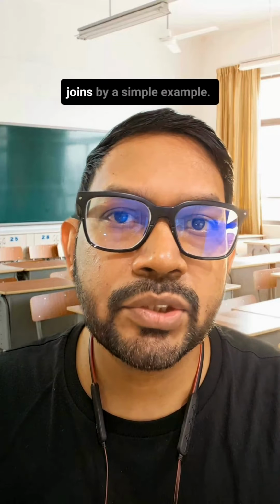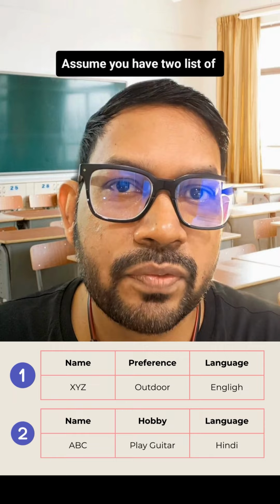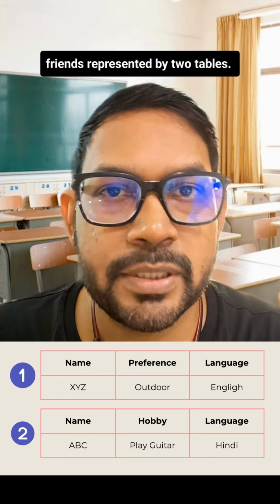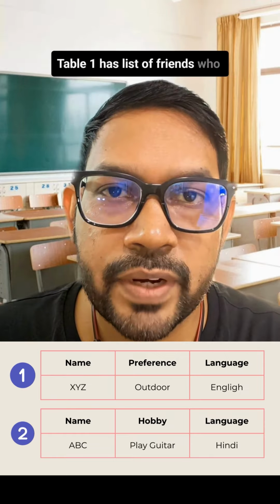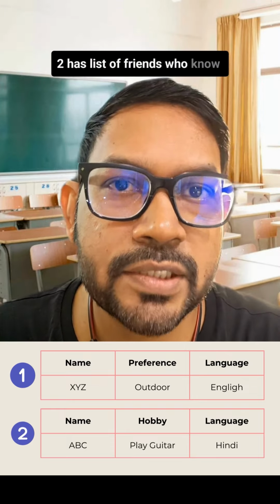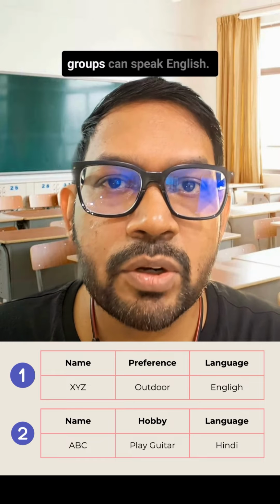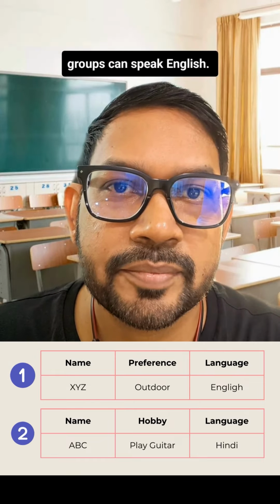Let us understand these joins by a simple example. Assume you have 2 lists of friends represented by 2 tables. Table 1 has list of friends who love outdoor activities. Table 2 has list of friends who know how to play guitar. Few of the friends from both the groups can speak English.